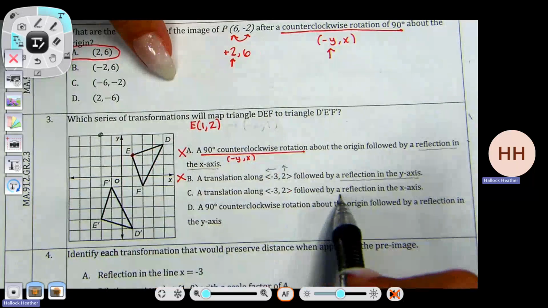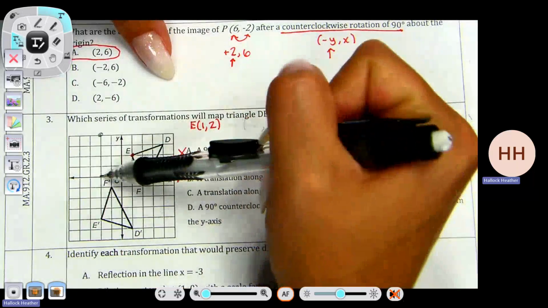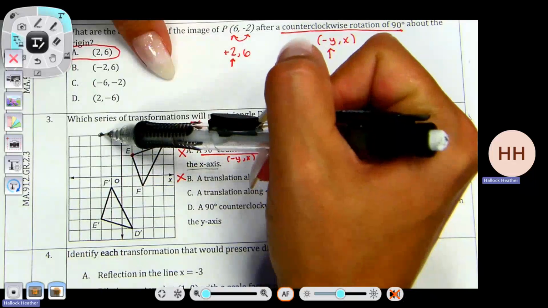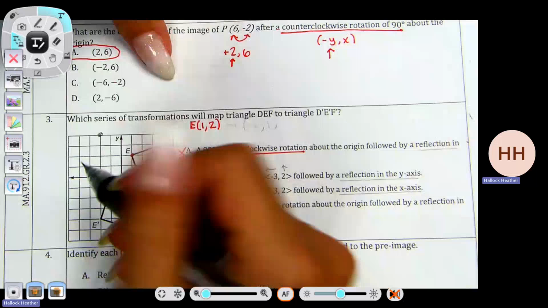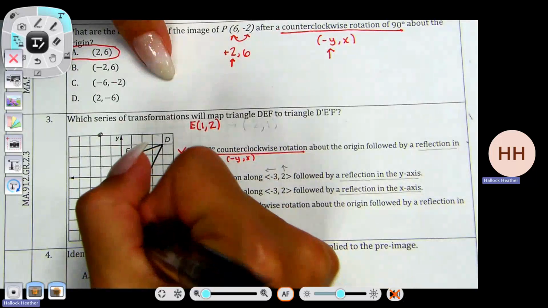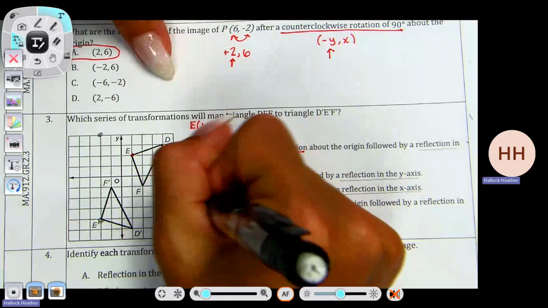This time I'm reflecting across the x-axis. So we count the distance from the x-axis. So I go 1, 2, 3, 4 above the x. So now I'm going 1, 2, 3, 4. That took me to E prime. So that is the correct answer.